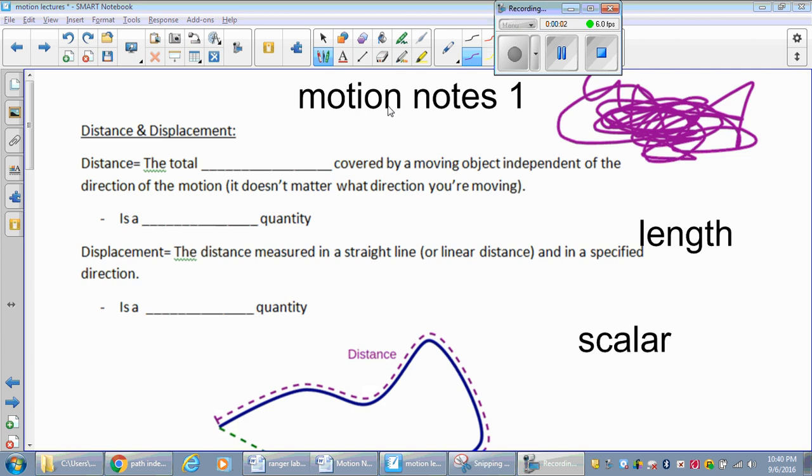Alright, you bunch of maverick renegades, we're going to do our motion notes part 1, going over distance and displacement. We talked a little bit about this at the end of class after you did vocab. We're going to go ahead and go over it formally and do some examples of how this works.